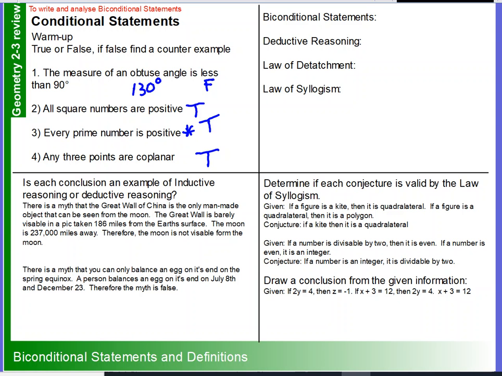Right? There's a myth that you can only balance an egg on its end on the spring equinox. A person balances an egg on its end on July 8th and December 23rd. Therefore, the myth is false. Yeah, that's exactly right. Okay. Questions so far?